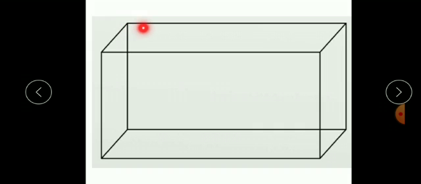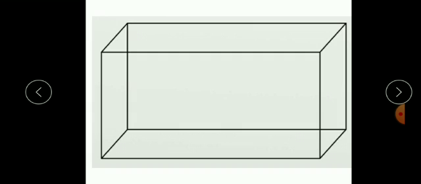Starting from this point to this another point, this is the first edge. This is the second edge, then this is the third edge and this is the fourth edge. Likewise, this is the fifth edge, sixth edge, seventh edge and eighth edge. Some more edges are there: 9, 10, 11, 12. So, a cuboid has 12 edges.